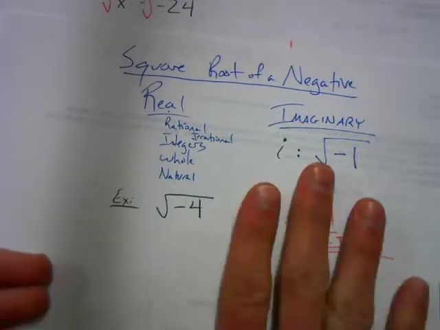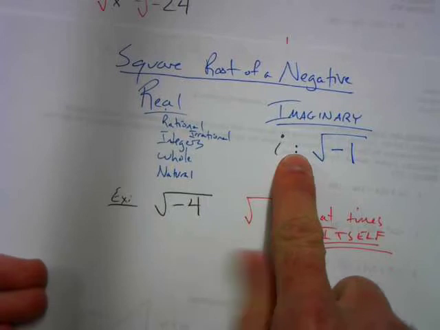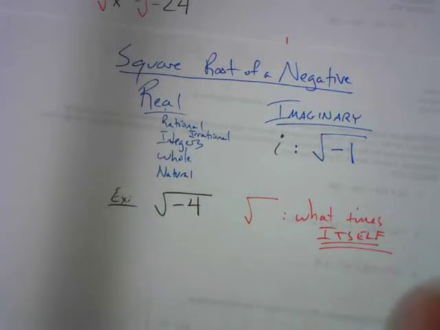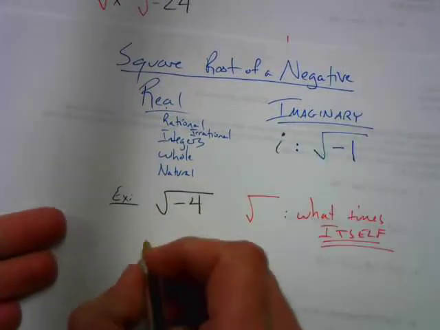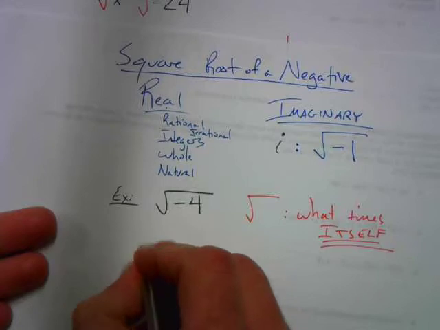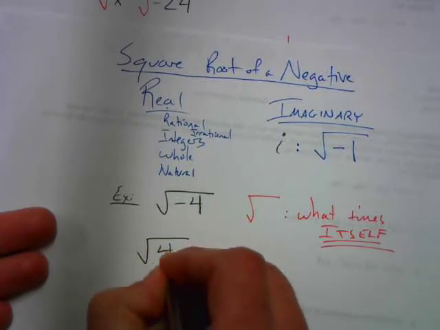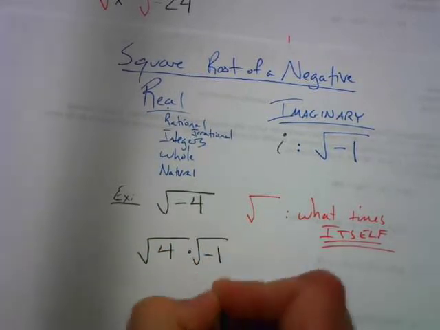When we take this concept of i and apply it to other square roots, we can then start working with imaginary numbers. Remember how square roots work. If we have the square root of negative 4, what we're really looking at is the square root of 4 times the square root of negative 1.